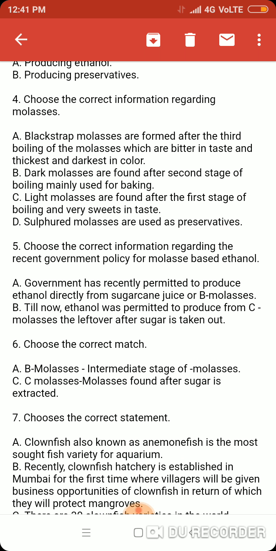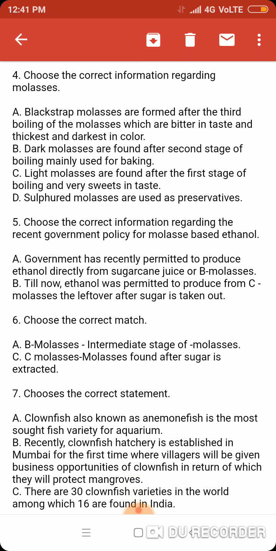Question number 4. Choose the correct information regarding molasses. Molasses has various uses, right from preservatives to bakery and food up to alcohol, up to ethanol. There are various stages of producing molasses, and depending on each stage, sweetness varies, and its quality and uses also vary. Option A. Blackstrap molasses is formed after the third boiling of the molasses, which is bitter in taste and thickest and darkest in color. This is the last stage of molasses, acquired when the third stage of boiling is done.